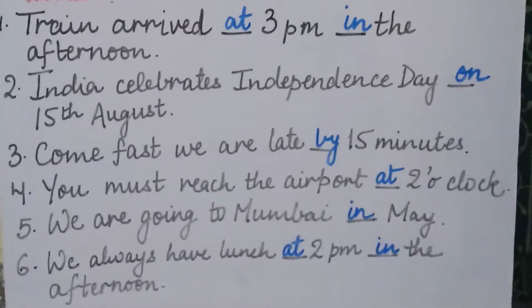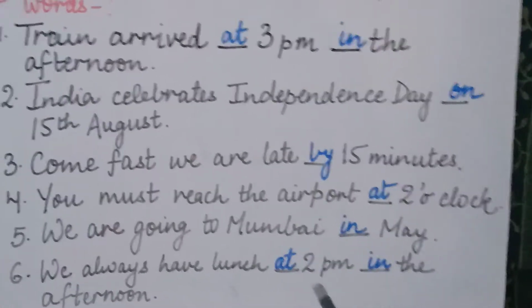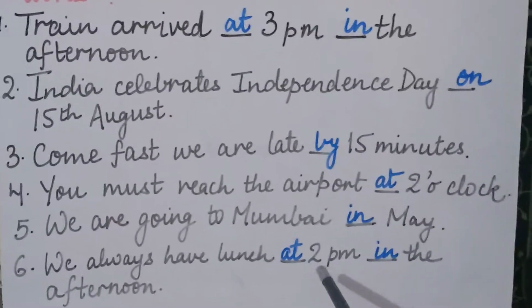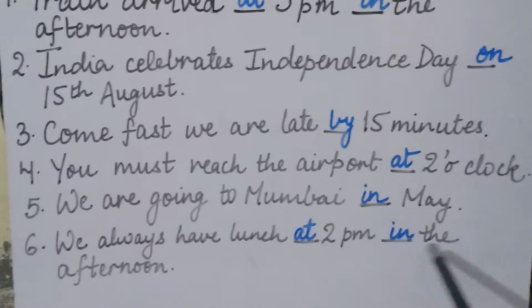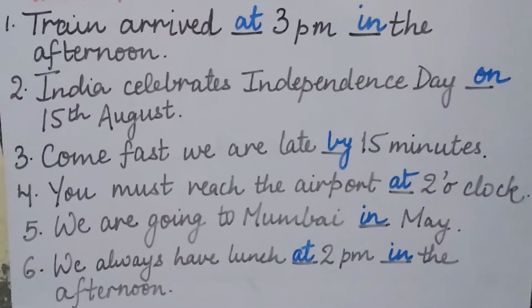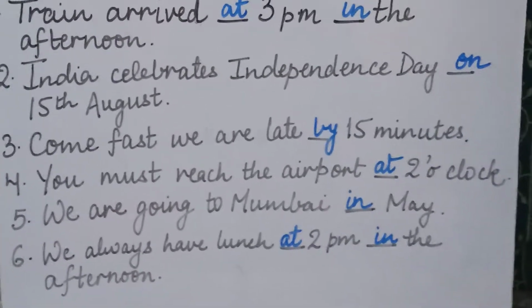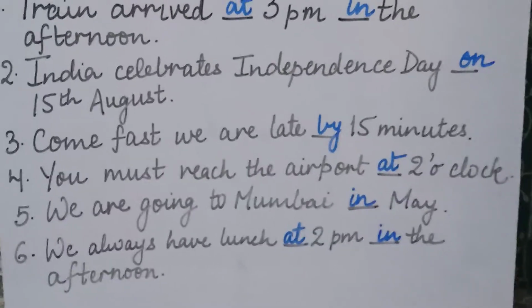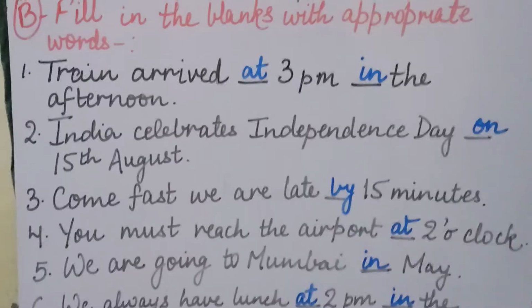Okay. Now coming to the last sixth sentence, we always have lunch dash 2 p.m. Okay, again I have given here the time, so we will write at in the afternoon. Okay, exact कितनी बजे हम lunch करते हैं? 2 बजे. कब करते हैं? In the afternoon. Is that clear, children? So I hope this exercise is clear to you all.